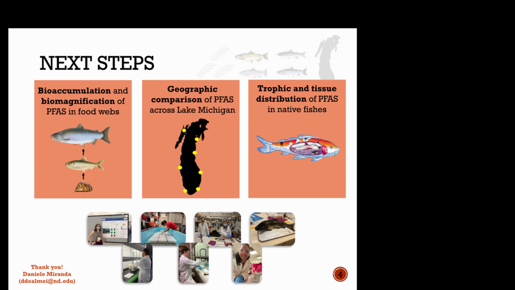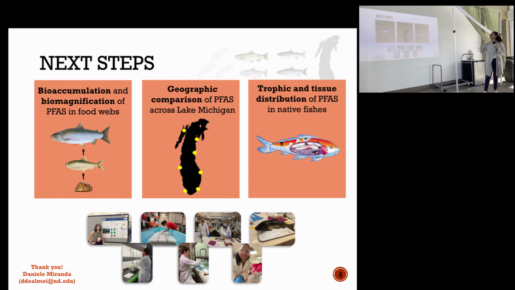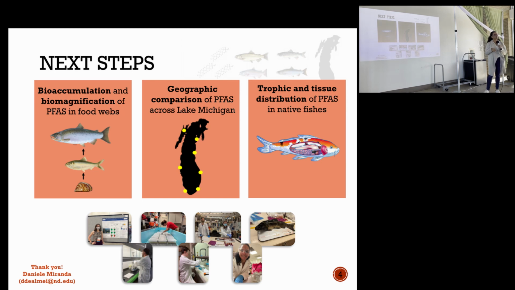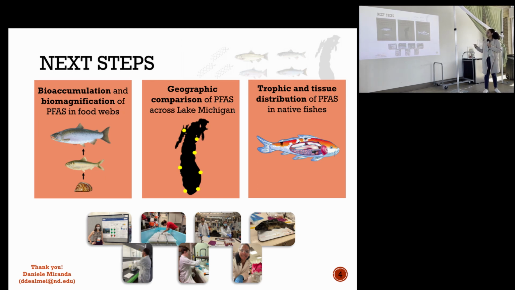And no, it's not over. Because we saw that interesting finding that PFAS accumulate differently in different tissues, we are going now to analyze native fishes and see if it also happens in native fish, also in different trophic levels. So yeah, stay tuned to know more about our research, and thank you so much.